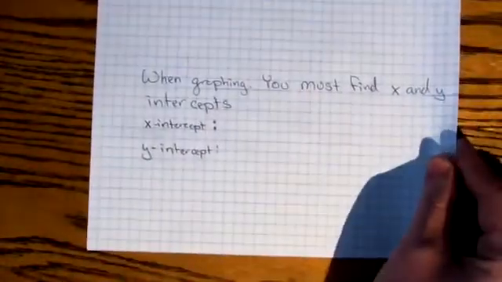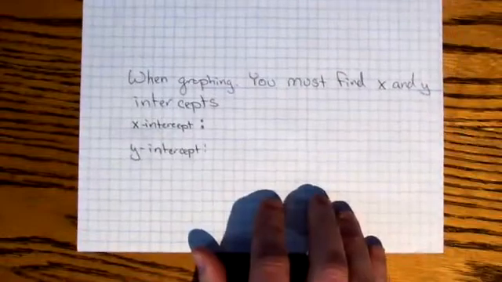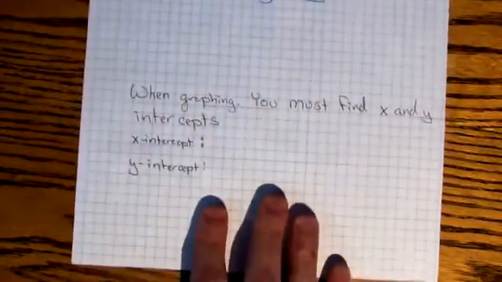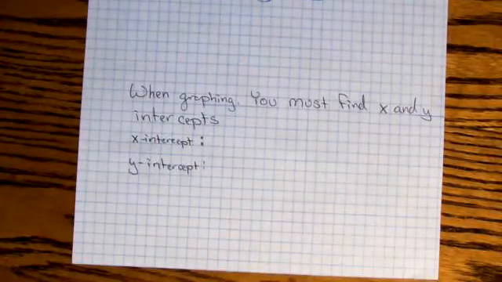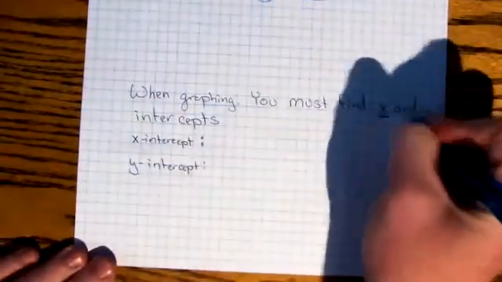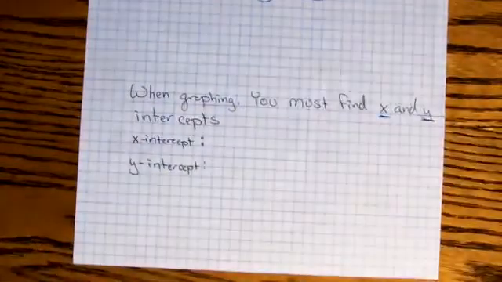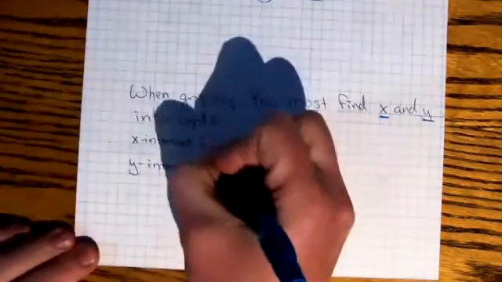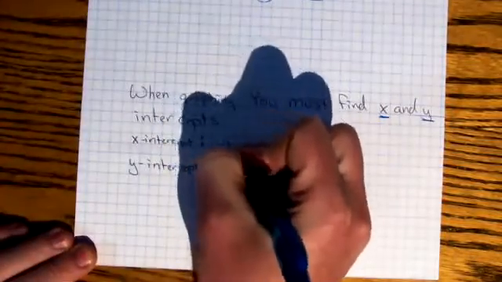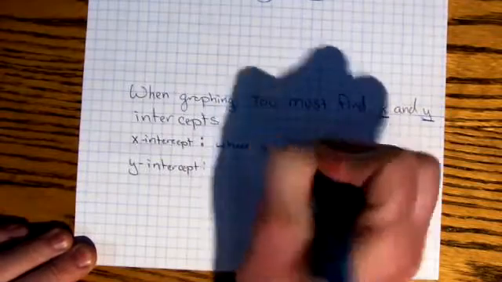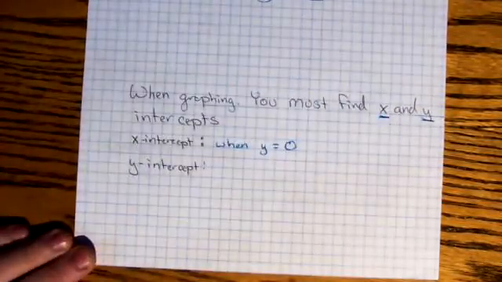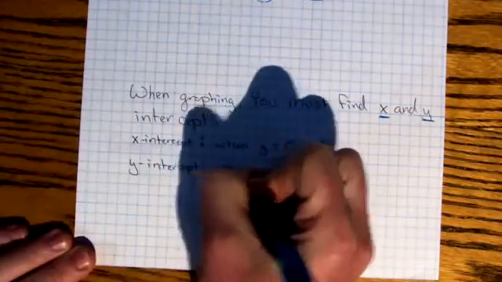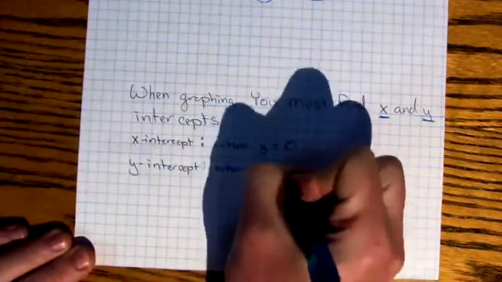So when graphing, we've been given an equation in the Ax plus By equals C form, and we need to graph. We must find our x and our y intercepts. If we recall, an x-intercept is when y equals 0, so we would plug 0 in for the y value. And our y-intercept is when x equals 0.